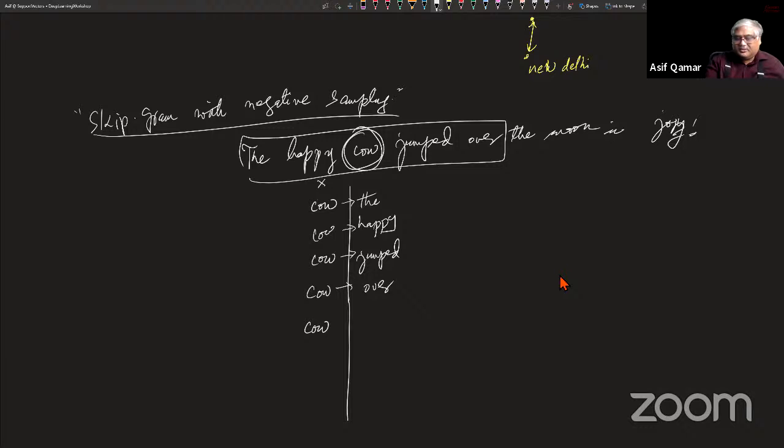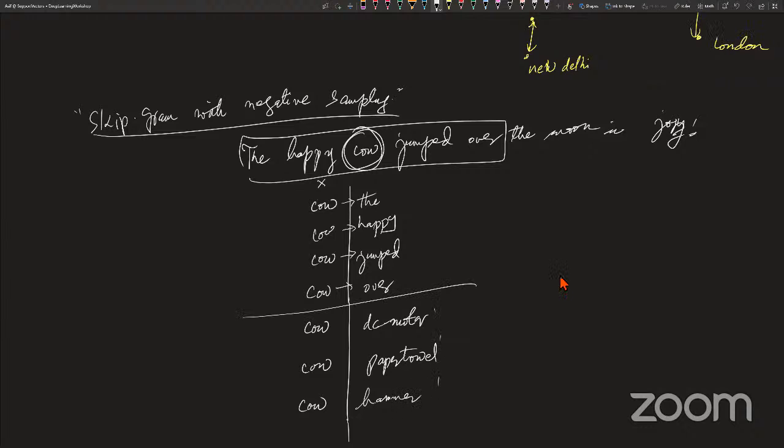All right. So, for example, let us say that we take a word, a DC motor, cow, and cow, and what should I say? Paper towel, cow, paper towel. Actually these are two words, so I'm a bit hesitant, but okay, the notion is the same: cow and, what should I say? Hammer. Words that are completely unrelated, you throw into the mix.